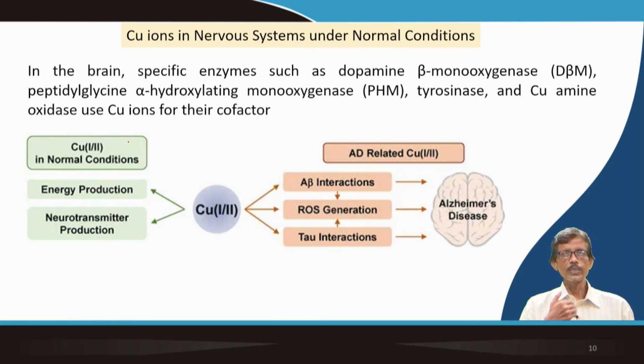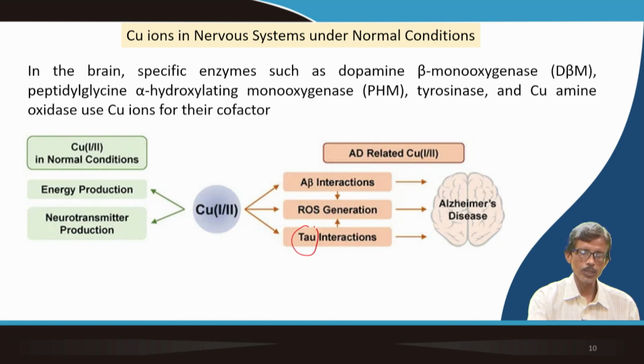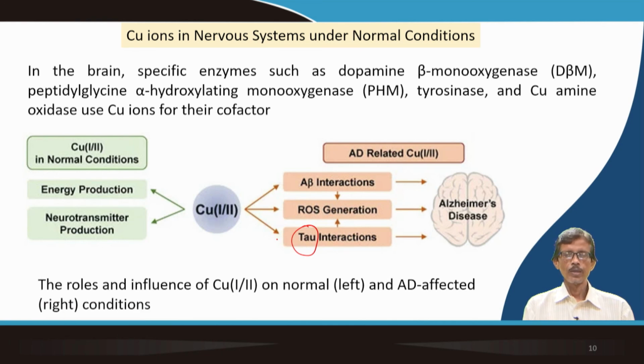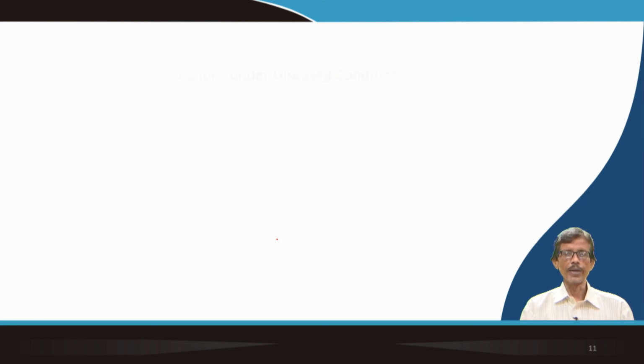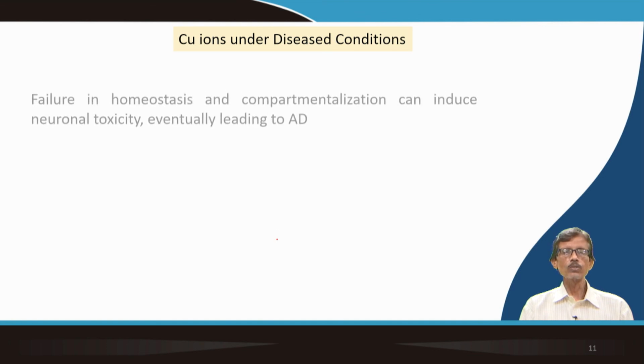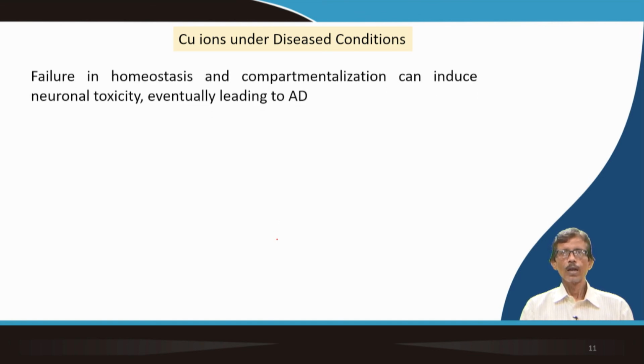So, copper is required for many works, like your neurotransmitter production and normal functioning, but in case of the abnormal situation you have ROS generation and the tau interaction. This is one more important definition I am taking: the tau proteins are there and your AB interactions, so that you can have the corresponding disease, AD, or as we call it, Alzheimer's disease. So, this is the role and influence of copper 2 ions for the normal and the AD affected condition of our brain. But under diseased conditions, the failure of homeostasis and compartmentalization can induce neural toxicity, eventually leading to Alzheimer's disease.